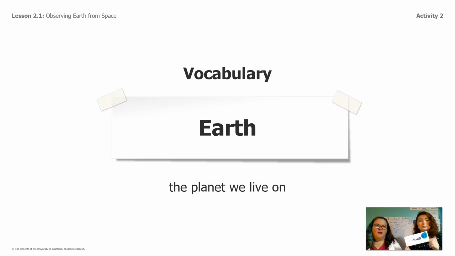Let's look more at Earth. So, Rosie's made a vocabulary card for Earth and even drew a picture of it. She's going to put it up on our word wall. And Earth is the planet we live on. So let's look a little closer at Earth and see what we can learn from that.